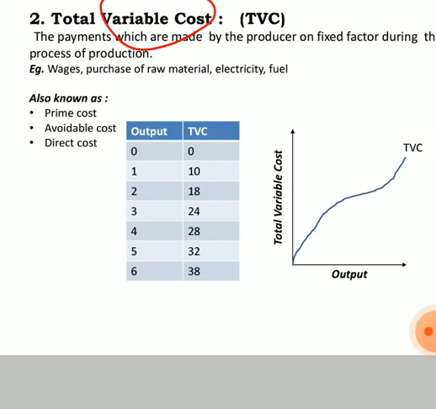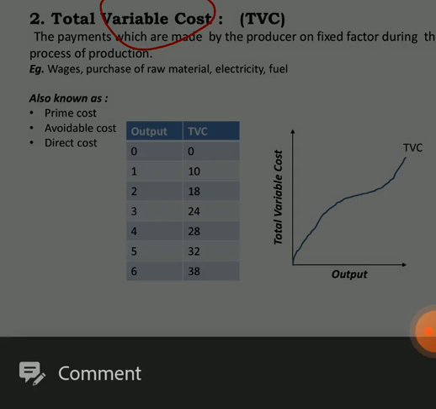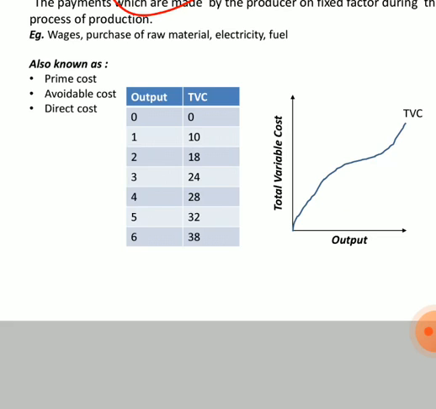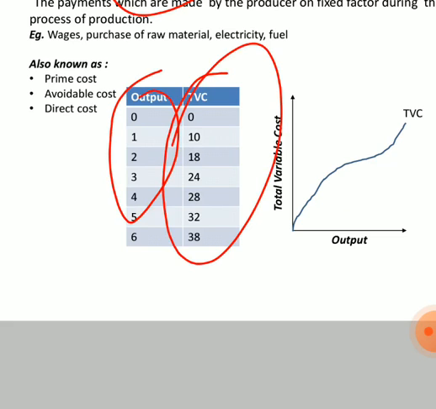So the expenditure incurred on hiring those factors is called total variable cost. It is the primary cost, a basic requirement. It is avoidable, you can avoid it. And it is also called direct cost. From the table itself we can see the amount: this is the output and this is the cost incurred.